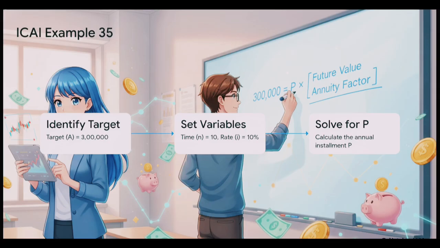So let's prove that by solving an actual problem straight from the Institute's material. Imagine I'm writing this out on a whiteboard for you. ICAI Example 35 asks, how much amount is required to be invested every year so as to accumulate 300,000 rupees at the end of 10 years if interest is compounded annually at 10%? All right, step 1, identify your target. Your A is 3 lakhs. Step 2, set your time n to 10 and your rate i to 10%, which is 0.10. Step 3, we just need to solve for P, the annual installment. We set up the equation: 300,000 equals P multiplied by the future value annuity factor for 10 years at 10%.